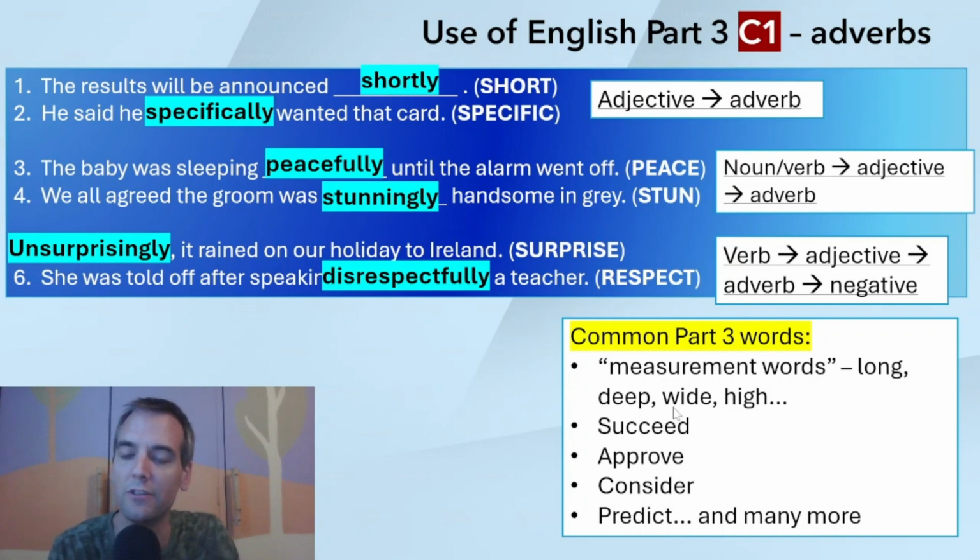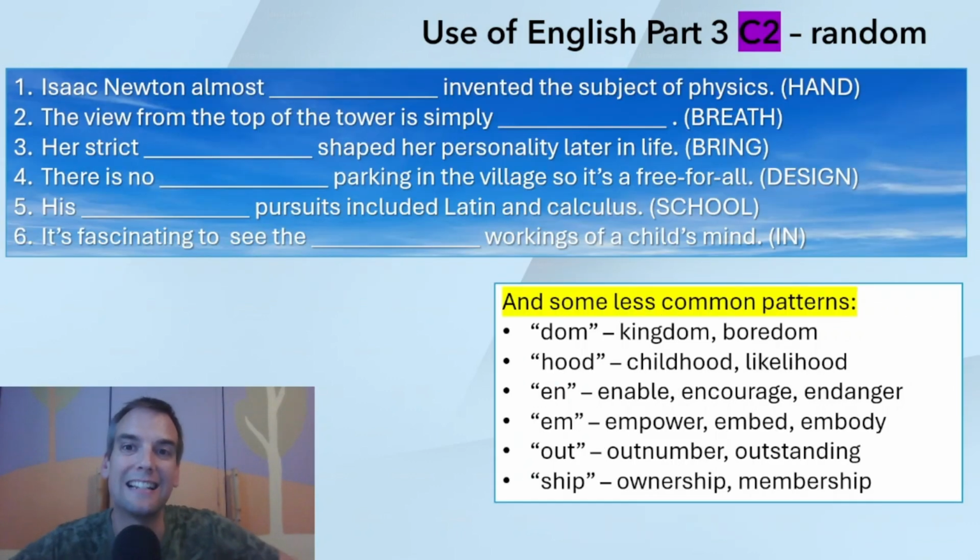The other thing we have on this important slide is other common Part 3 words for C1, such as measurement words, succeed, success, approve, approval, consider, considerable, predict, unpredictable, and so on, which you should also learn. Let's move on to C2.